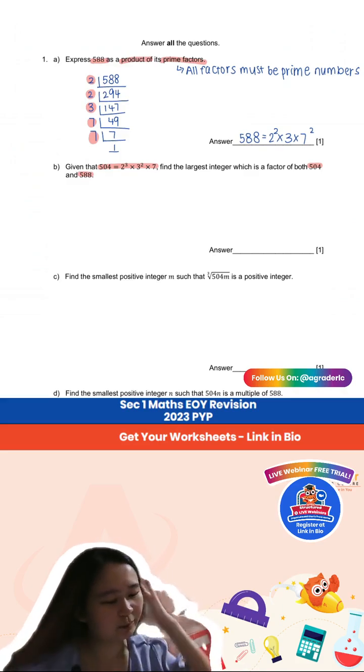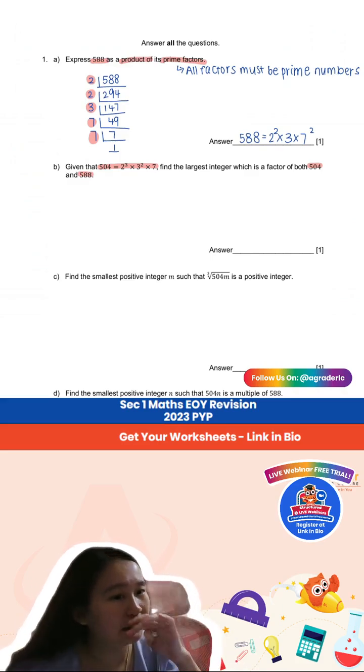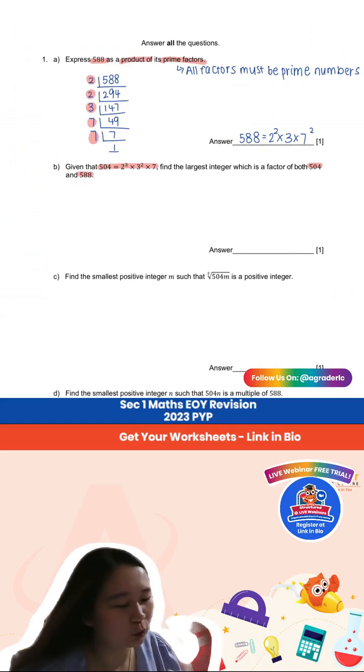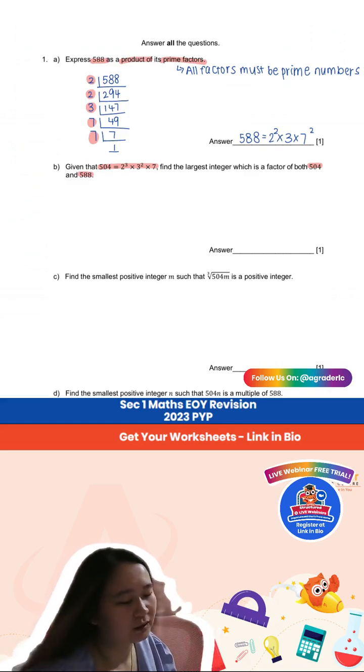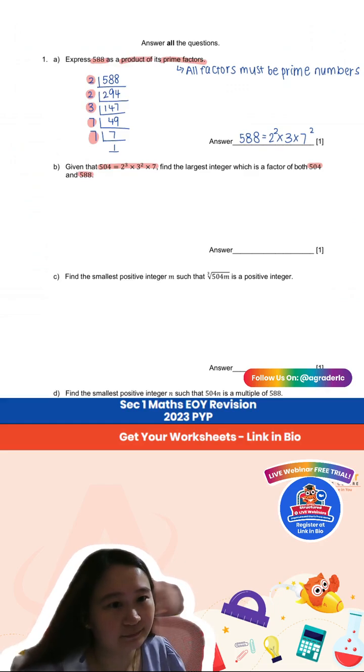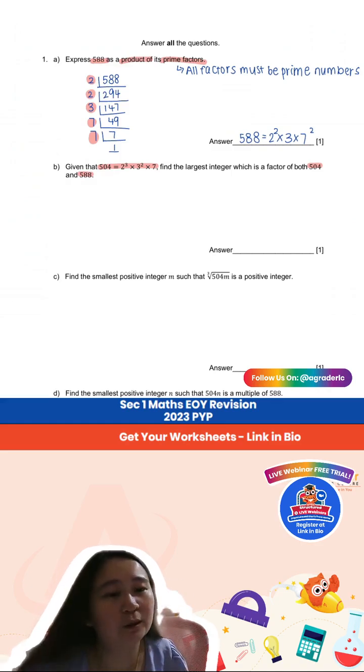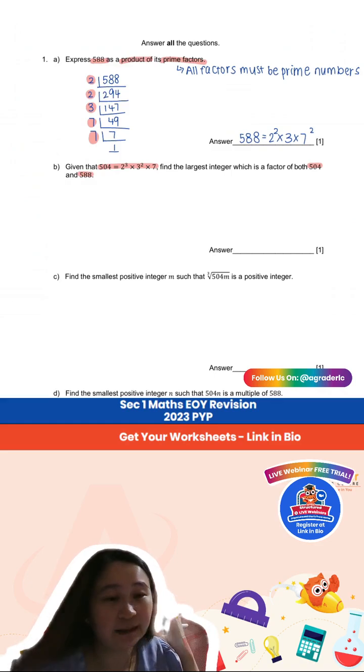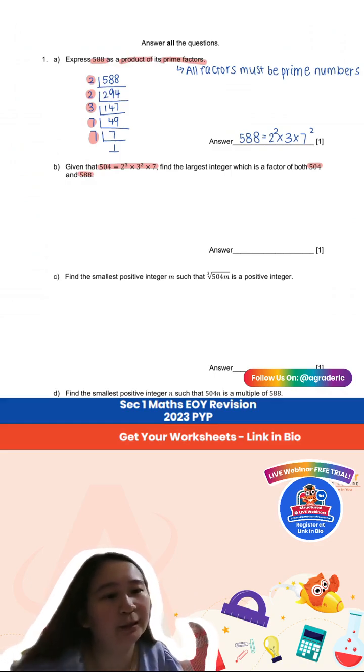Or you can just write the prime factors. Don't have to write 588 equals to 1. 2 to the power of 3 times 3 to the power of 2 times 7 to the power of 2 is also correct. Usually I just go in sequence from smallest to biggest, but it doesn't matter as long as you're dividing by prime numbers. Okay?